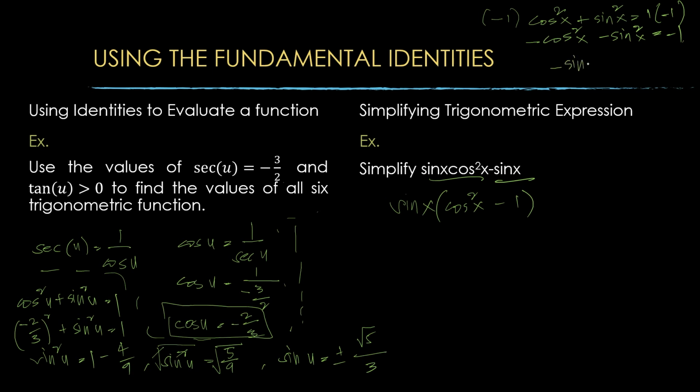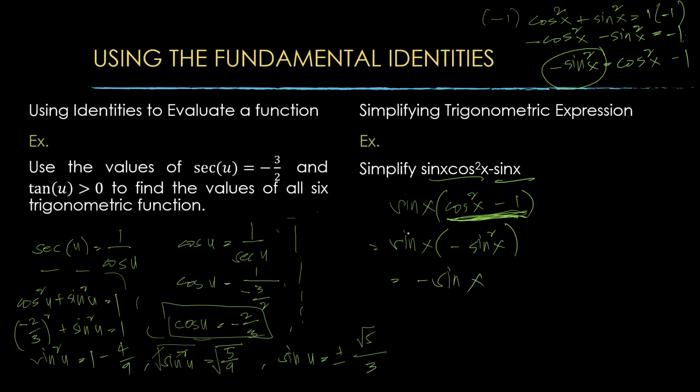If you transpose this to the other side of the equation, this becomes positive. So sine x squared is equal to, since this is negative, when you transpose it to the other side it becomes positive: cosine of x squared minus 1. Therefore, this value right here is basically equal to negative sine of x squared. Okay? Sine of x, therefore, multiplied by negative sine of x squared is equal to what?